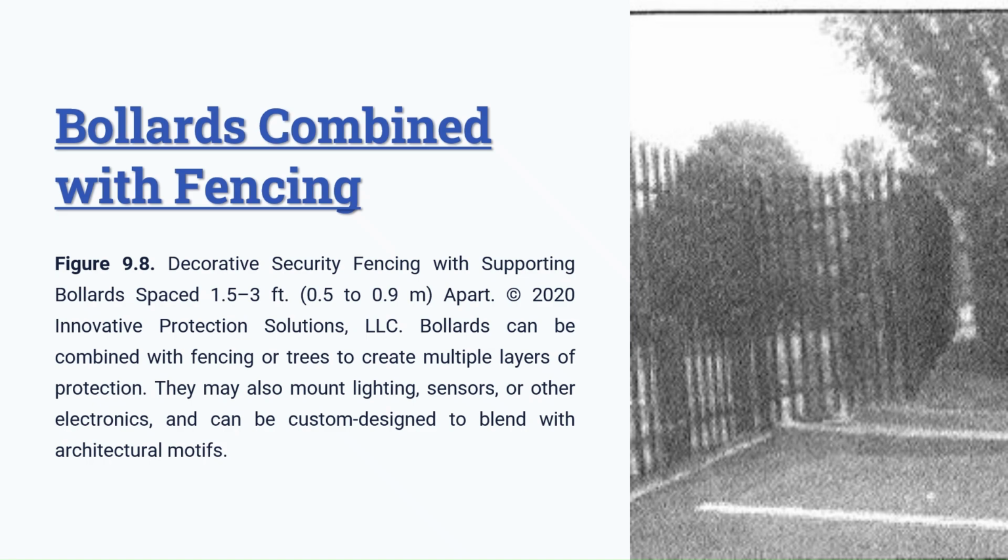Combining bollards with fencing creates a layered security approach. While fences provide boundary definition and delay, bollards add strong vehicle resistance at critical points. This integration ensures that both pedestrian and vehicle threats are addressed simultaneously. Additionally, modern systems may incorporate lighting, sensors, and other technologies, enhancing both functionality and appearance. The concept here is integration, combining multiple elements to create a stronger, more resilient security system.